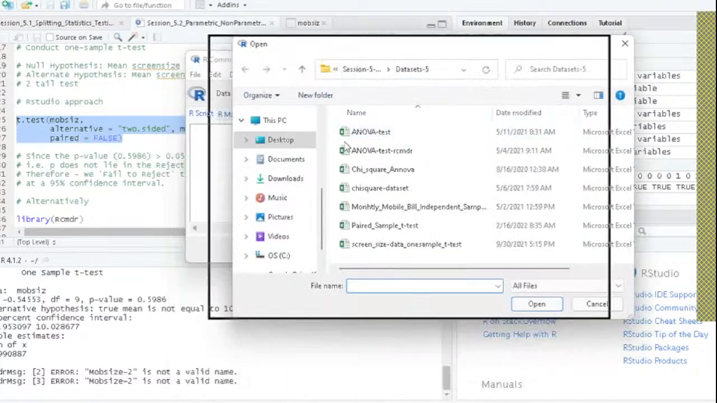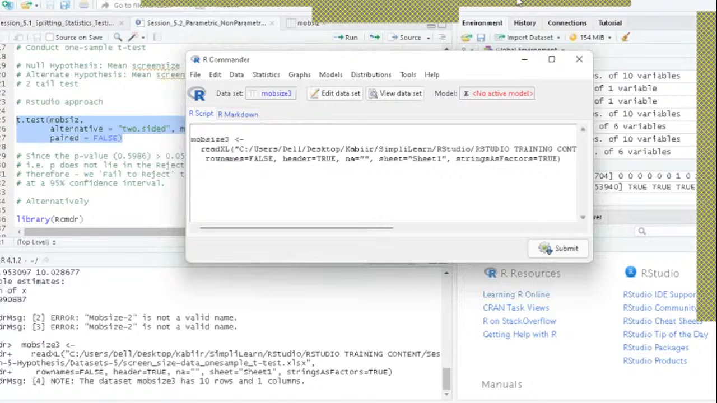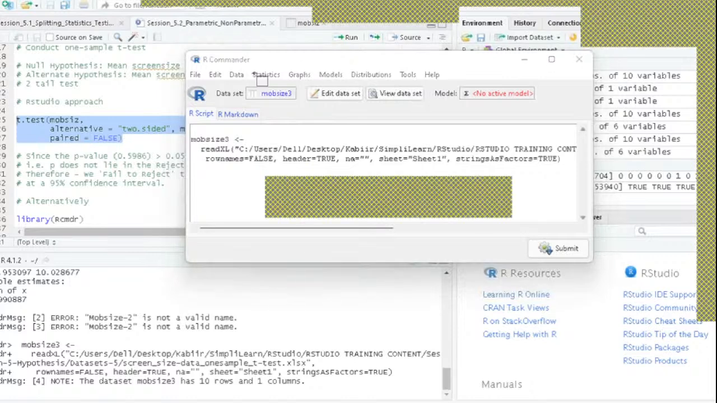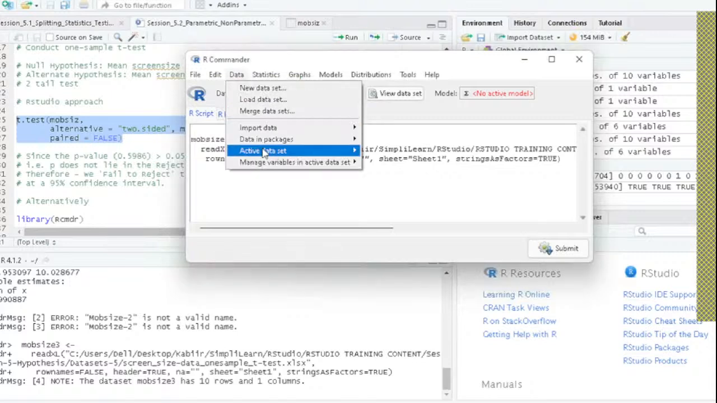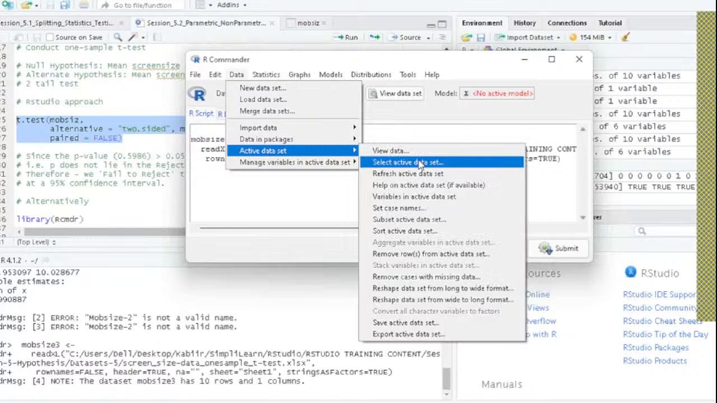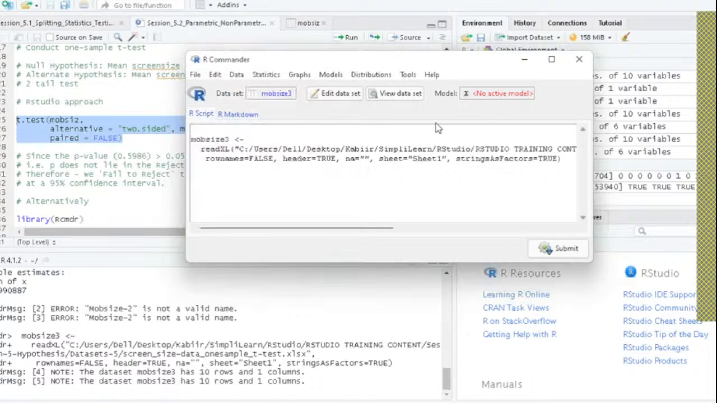it will open that Explorer window wherein I can pick up the file. I just picked up the file, open. Now R Commander has imported the file and given a name here. Okay, now what I have to do is, I go to data, activate this data, select active data set. I have to see mob size 3 comes here as a data set, which is there in R Commander now. So I just select it, click OK. Now it is ready to be used.